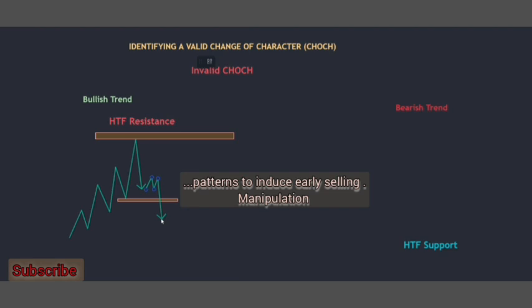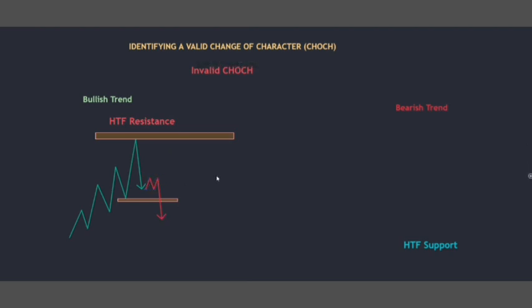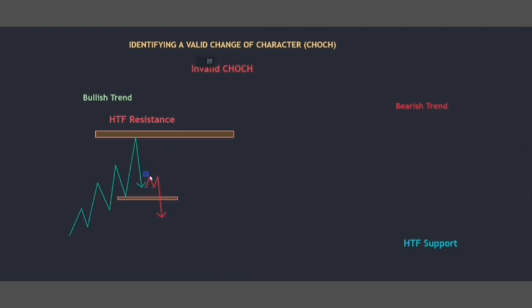Some traders jump in immediately. This is very dangerous. This could make you lose money. Some traders see a double top here and quickly jump in for a sell position, and place their stop loss just above there.